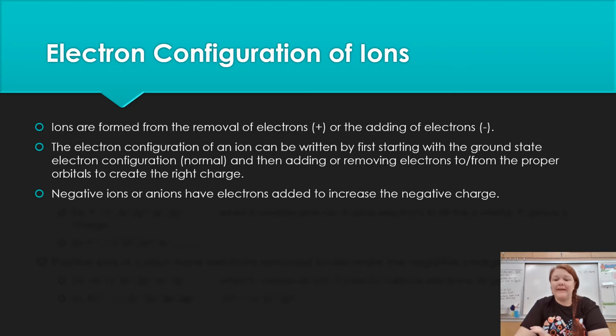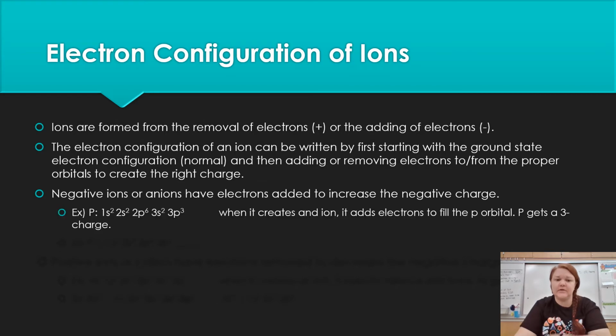If we have a negative ion, also called an anion, it has electrons added to increase the negative charge. So if we're trying to create negative ions, we have to add more negative stuff, so we gain electrons. For example, here's the regular electron configuration of phosphorus. When it creates an ion, phosphorus adds electrons to fill the p orbital. Phosphorus gets a charge of 3 minus, or -3. We've seen the pattern on the periodic table: the group that phosphorus is in, group 15, always gains 3 electrons, so they become a 3 minus charge.